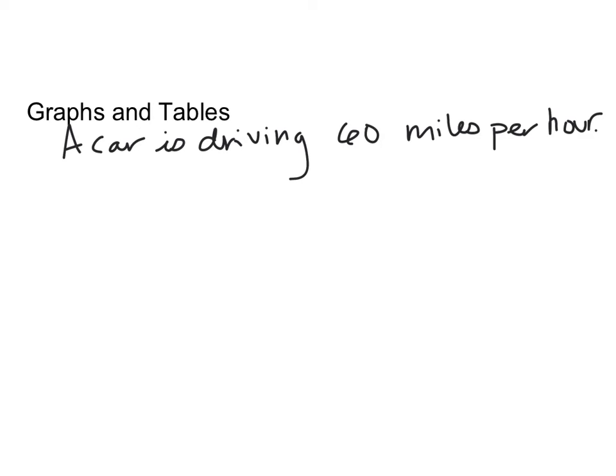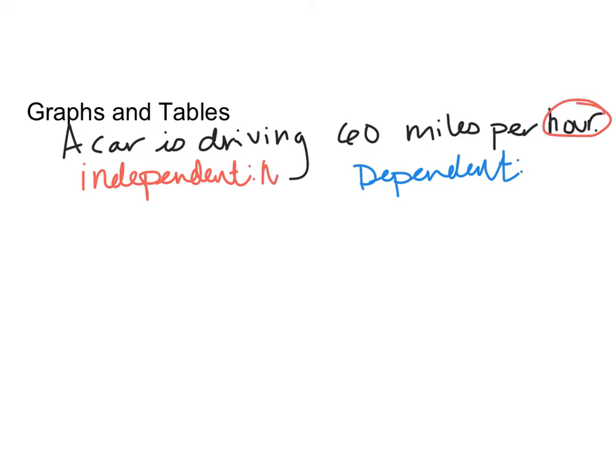Okay, so now let's look at another example. Let's say that a car is driving 60 miles per hour. Decide what the dependent and independent variables are here. So in this situation, the hours are going to be our independent variable, and the miles are going to be our dependent variable, because the distance that you have driven depends on how long you drove for. The time doesn't change in reflection on the miles.